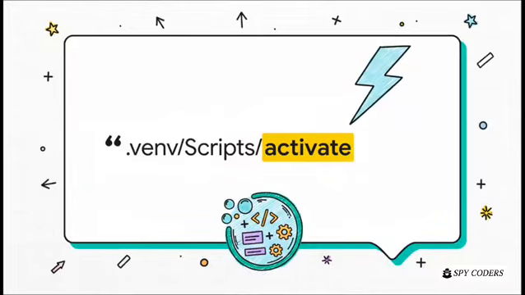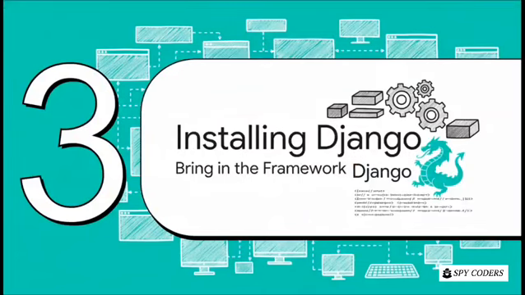That's what activating means. Type this command, and here's the key. Watch your command prompt. As soon as you hit Enter, you should see .venv appear right at the start of the line. That's how you know you're in. Perfect! Our isolated little sandbox is active and ready to go.